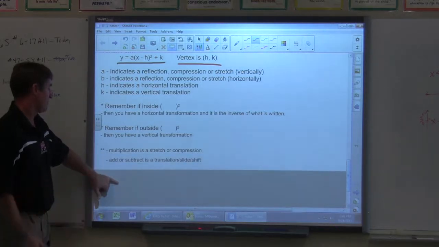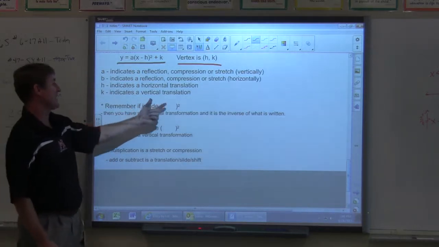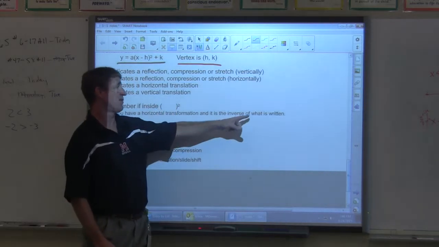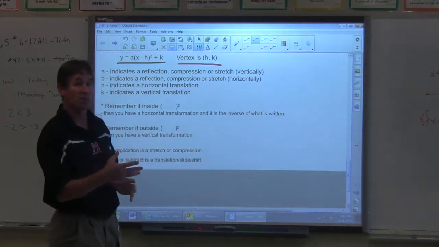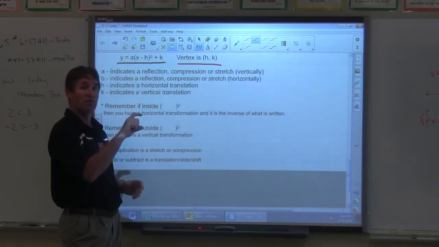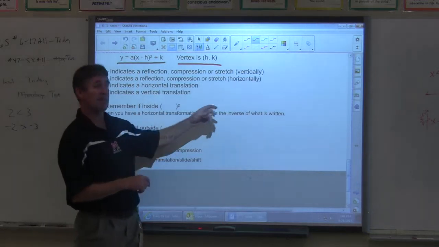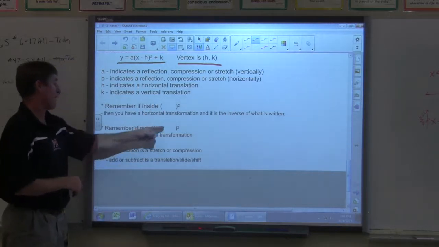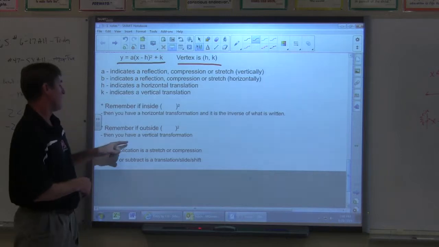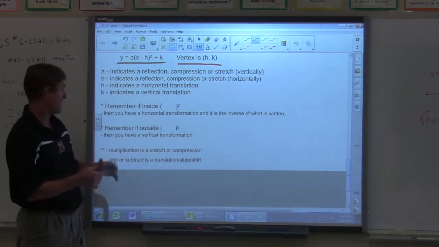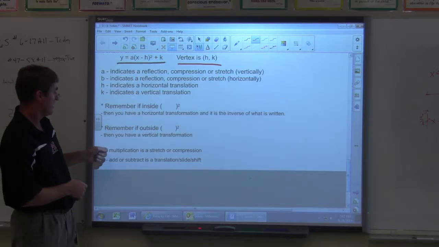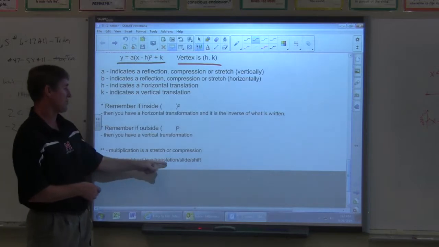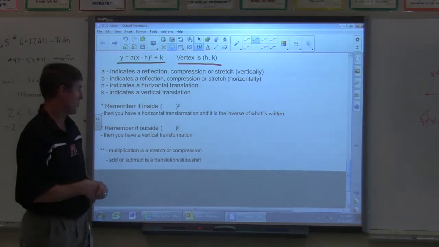So, kind of a summary again, same as what we had before. Remember, if it is inside the parentheses, then you have a horizontal transformation, and it's always the inverse of what is written. So if it says times 3, it's really our B is 1/3. If it says minus 5, then it's the opposite of that, plus 5 for our H. If it's outside the parentheses squared, then you have a vertical transformation. Remember, that's what it says it is. And then for both of them, if it's multiplication, it's a stretch or compression. And if it's add or subtract, it's a translation, slide, or shift. All those words you could use.